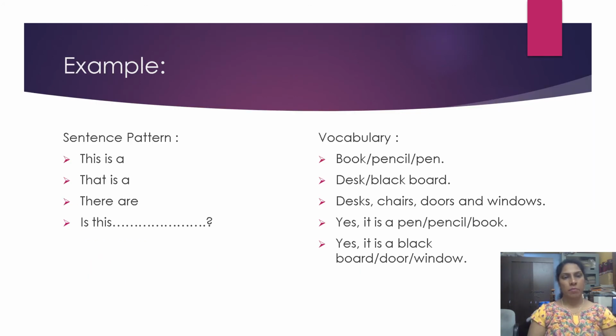Let us see a few examples of the situational approach. Sentence patterns: This is a book. This is a pencil. That is a desk. That is a blackboard. There are desks. There are chairs. There are doors. Is this a pen? Is this a pencil? Yes, it is a pen. Yes, it is a blackboard.